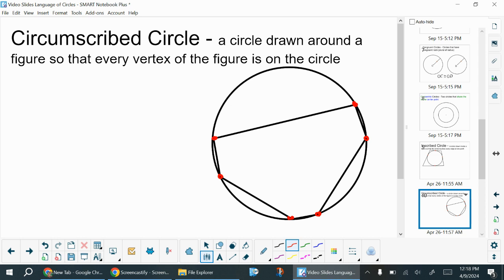Now the other thing here is, this one is a hexagon? Yeah. So if we have a circle that is circumscribed around a hexagon, we could also say that this hexagon is inscribed in the circle. So the thing that is on the inside is called the inscribed. The thing that's on the outside is called circumscribed. So the hexagon is inscribed. The circle is circumscribed.